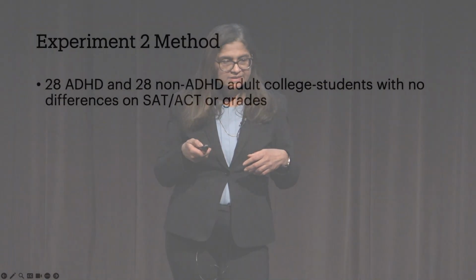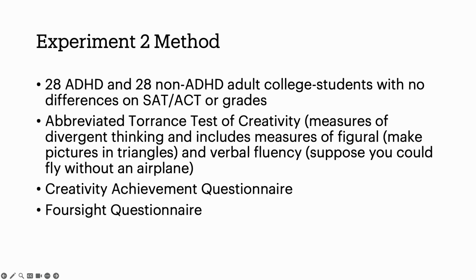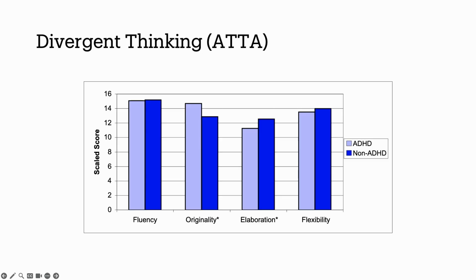So we had 28 ADHDs and non-ADHDs. We used the abbreviated Torrance test of creativity, which included things like the brick and bucket task, but also how many things you can make with triangles, things like that. The Creative Achievement Questionnaire, the Foresight Questionnaire. And here's what we found. Again, the ADHDs did better. This is the abbreviated Torrance test. They did better on originality. They didn't actually do better on fluency, but that's because they got a bunch of triangles and everybody had to fill them all out, so they only got a little less if they didn't fill them all out. Elaboration, on the other hand, non-ADHDs did better. So ADHDs were more likely to think of broader ideas, but the non-ADHDs would stick to an idea and elaborate on it a little bit.